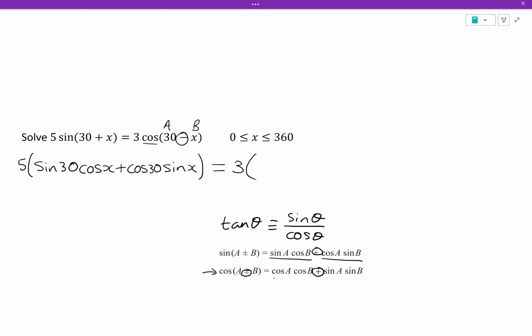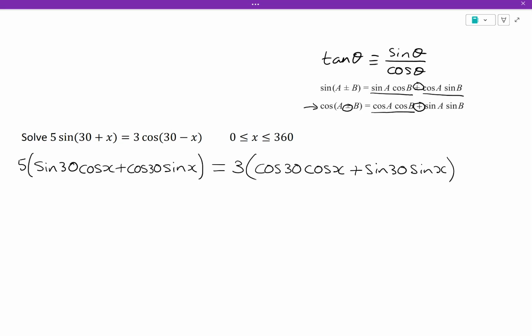So if we do our first term, it's cos A cos B, so it's going to be cos 30, and then cos x, and then it's going to be plus, and then it's going to be sine of both of our two angles. So sine 30, and then sine x, like that. Okay, so we've successfully used our compound angle formulae.